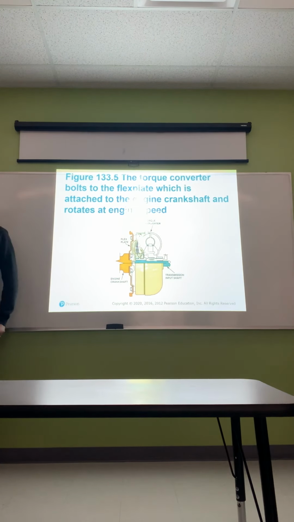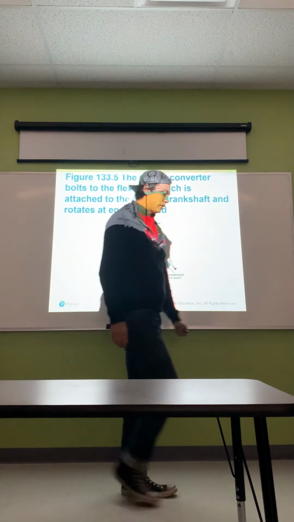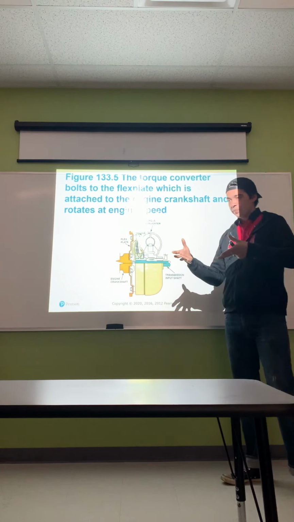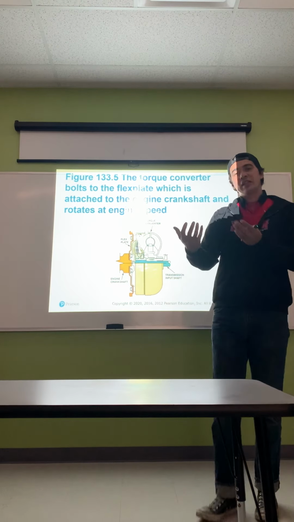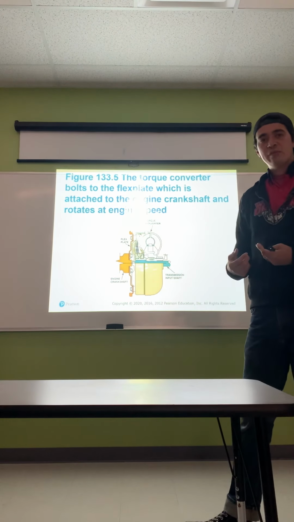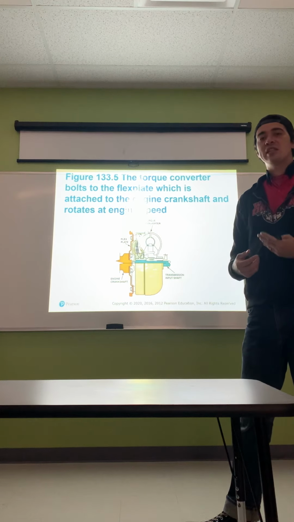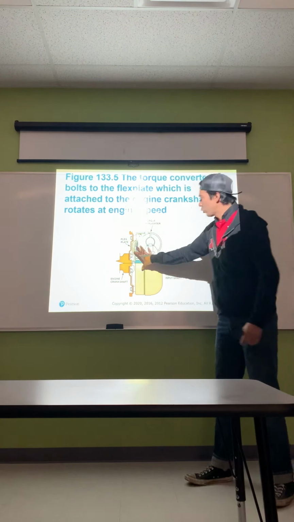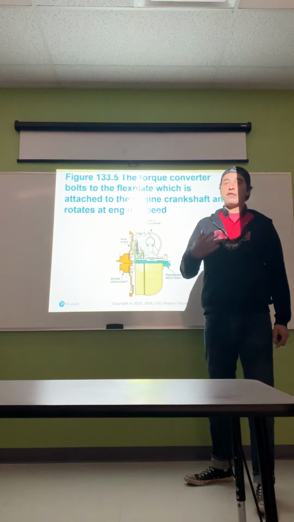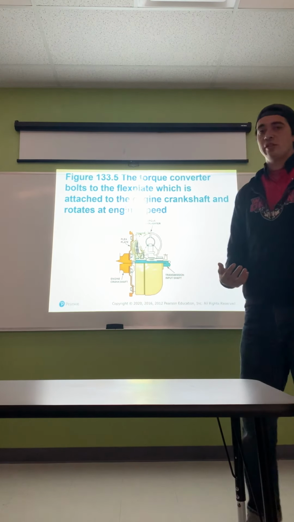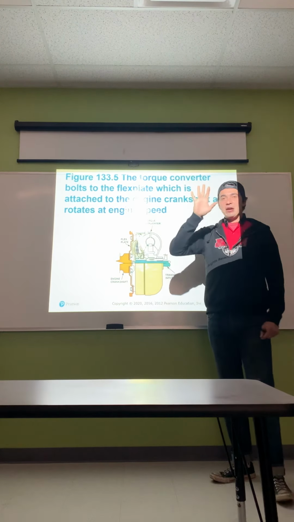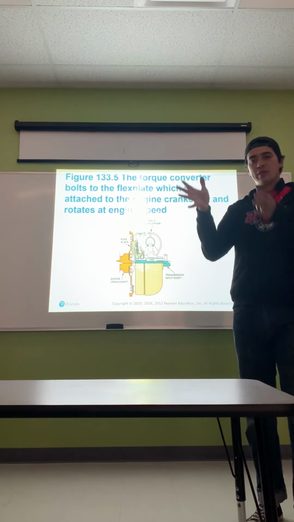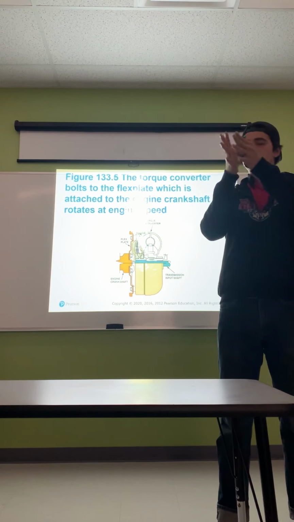The torque converter bolts to the flex plate, which is attached to the engine crankshaft and rotates at engine speed. When you see a torque converter, all of them are going to be placed in the transmission first. When you're removing an automatic transmission, you have to unbolt the torque converter from the flex plate. Instead of a flywheel like manual transmissions have, we have what is known as a flex plate. A flex plate is just a mounting spot for the torque converter. It's going to let you bolt the torque converter to the engine.